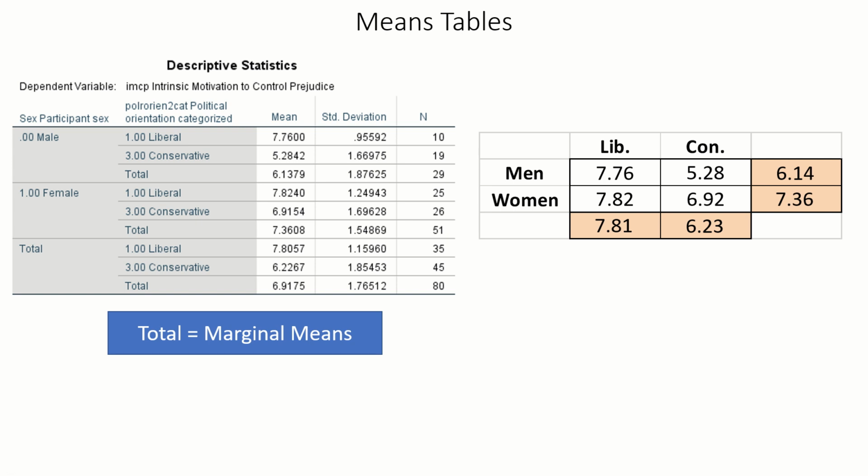And so marginal means assess main effects. And so we're going to look at the main effect of gender and then the main effect of political orientation. So we're going to see if there is a significant difference overall averaging across political orientation. Is there a significant difference between men and women? And then is there a significant difference between liberals and conservatives? All right.